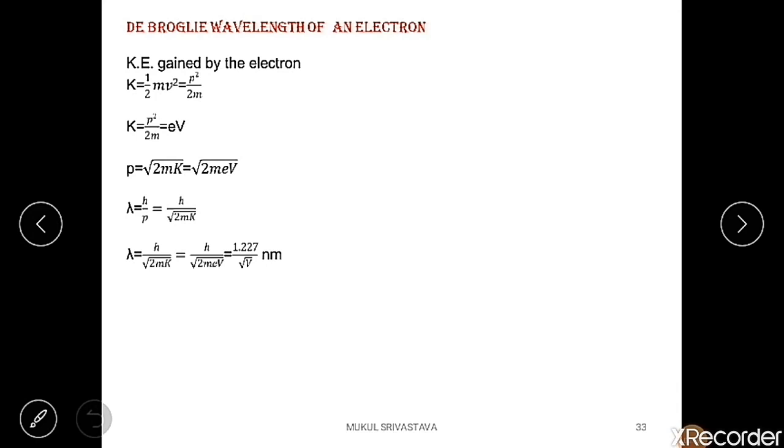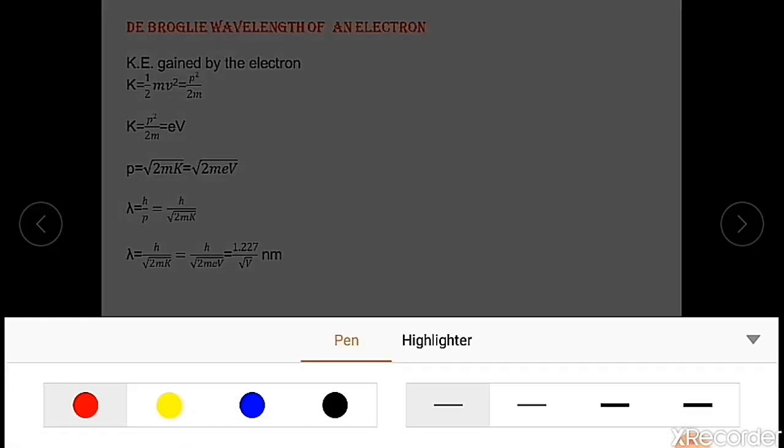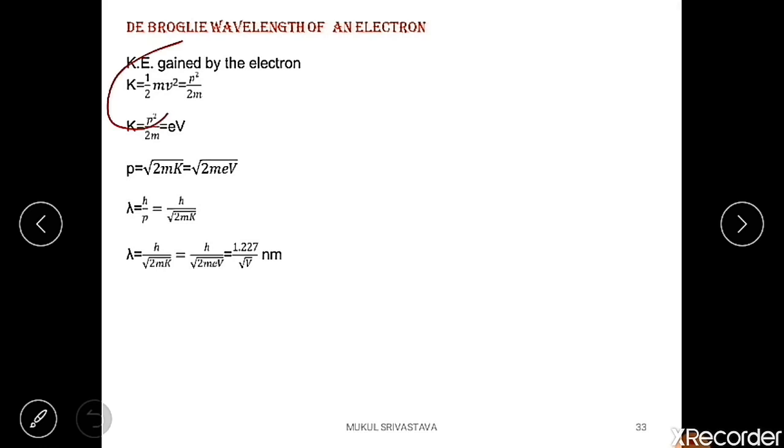Now here we are going to find out the de Broglie wavelength of an electron. For that we have to find out the kinetic energy gained by the electron. The kinetic energy gained by the electron is given by half mv square. If you multiply the numerator and denominator of this equation by m, you will get 1 by 2 m square v square upon m, and in that case m square v square represents p square here, so K equals p square upon 2m. In this way this relation comes out.